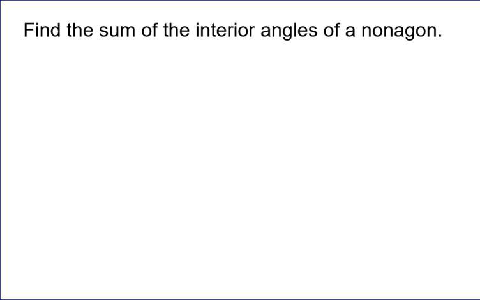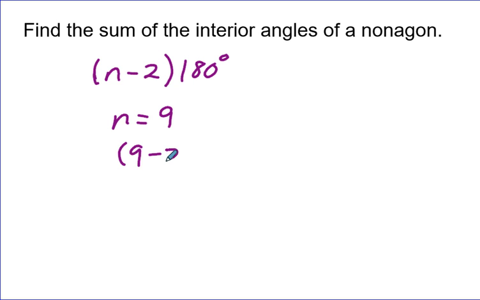So what we're going to do first is a basic use of the formula. If you remember from the last video, our formula is n minus 2 times 180 degrees. That's our formula for finding the sum of the interior angles of any polygon. This says find the sum of the interior angles of a nonagon. The nonagon has 9 sides, so I want to use this formula when n is equal to 9. So that would be 9 minus 2 times 180 degrees.